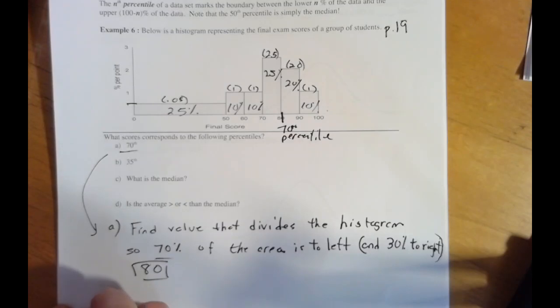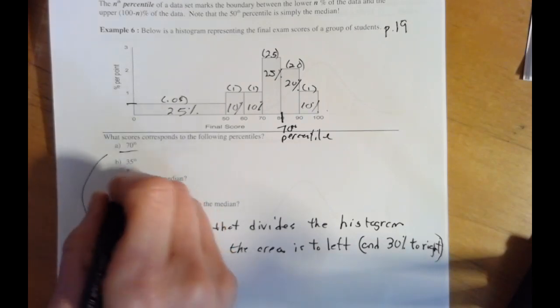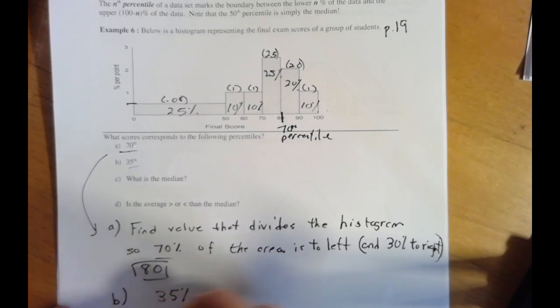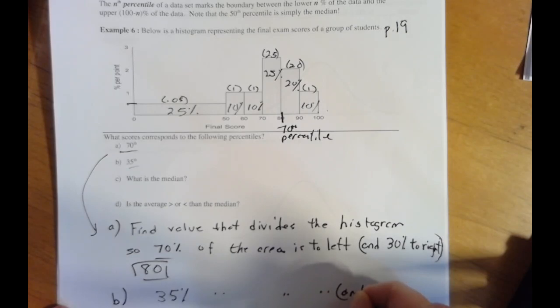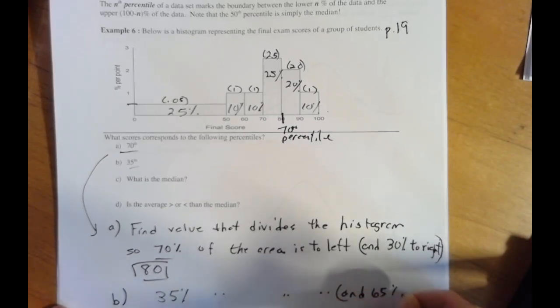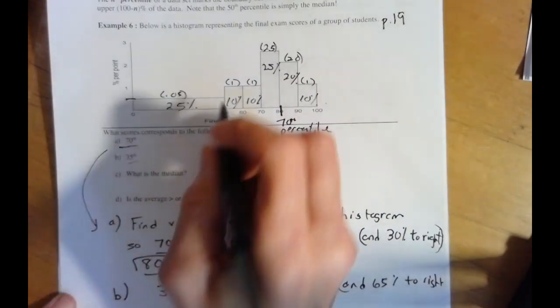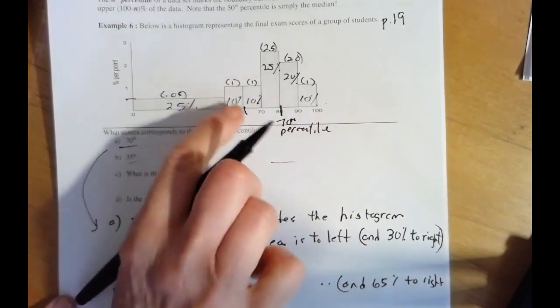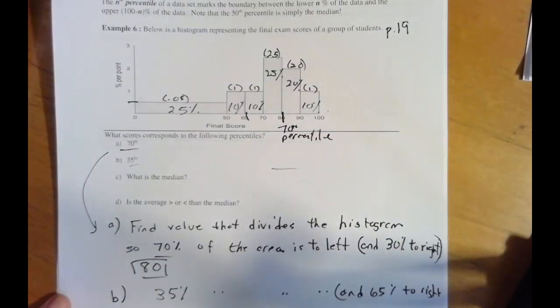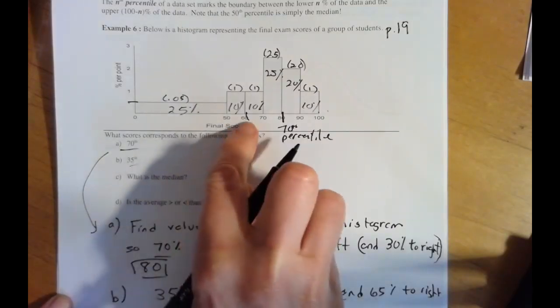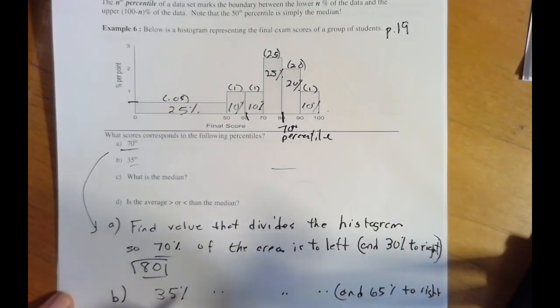All right, so let's do the next one, B. What do we want? It's the 35th percentile, so 35% of the area is to the left, and 65% would be to the right. So 35%, you see how right here it divides into 35% below and 65% to the right. So that is 60.